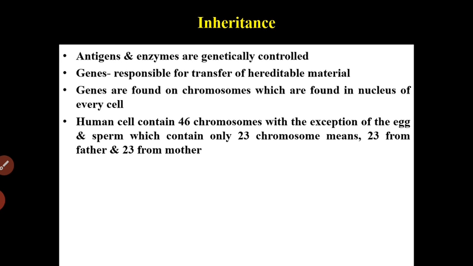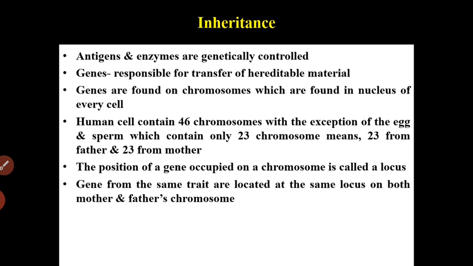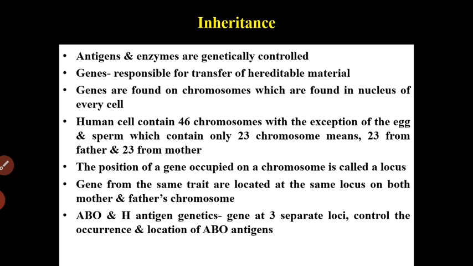Now, a human cell contains 46 chromosomes, with the exception of the egg and sperm, which contain only 23 chromosomes each. Means egg contains 23 chromosomes, sperm contains 23 chromosomes, means 23 from father, 23 from mother. Now the position of a gene on a chromosome is called the locus. In both mother as well as father, the gene is present on the same locus, showing the same trait. Now we'll understand ABO and H antigen genetics. Genes at three separate loci control the occurrence and location of ABO antigens.